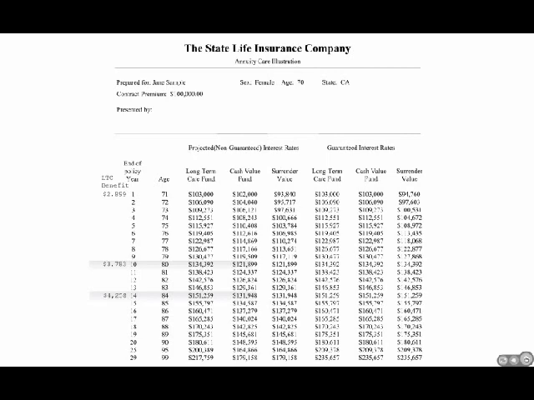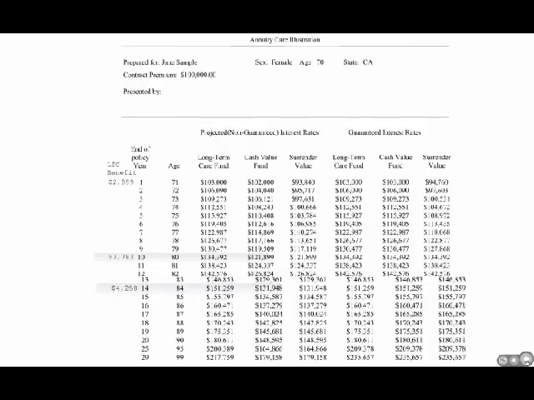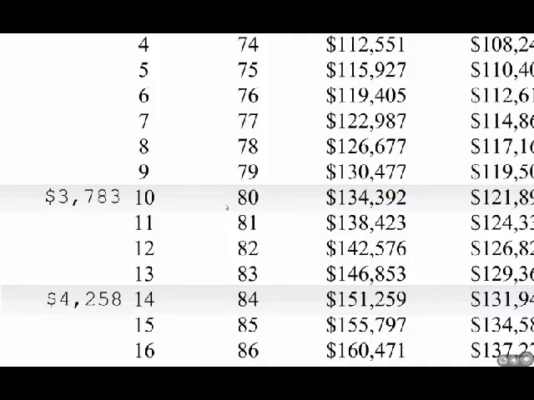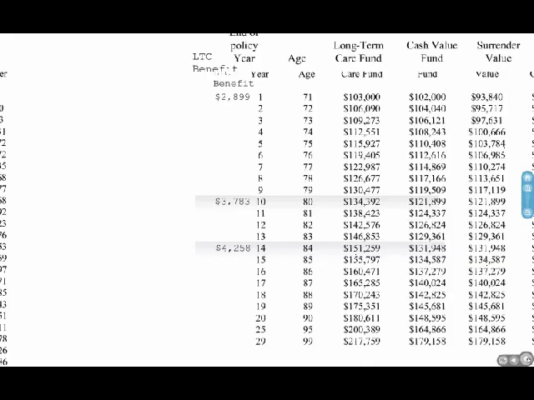We can look at a couple of the account values. We can look at year 10. We've got $121,000, $122,000 of cash in this policy and a benefit of $37.83 for long-term care. If we look at it for a 70-year-old for the TLCA product, you can see that we actually have $115,000. So whereas with a 50-year-old, we had more cash value with the Genworth product, with an 80-year-old, we have less cash value with the Genworth product than we do with the State Life Annuity Care product.